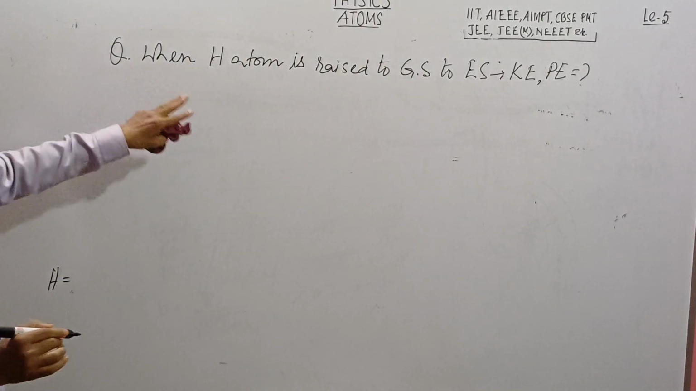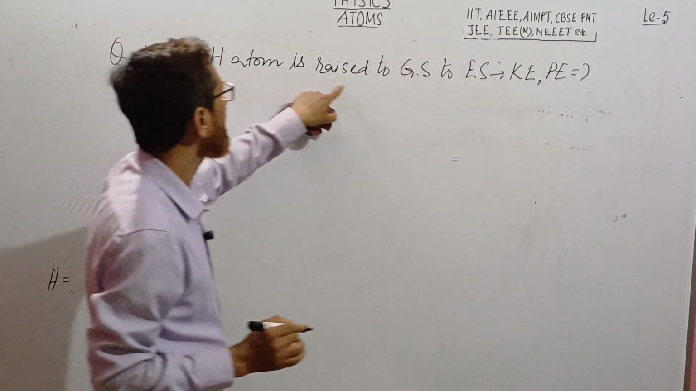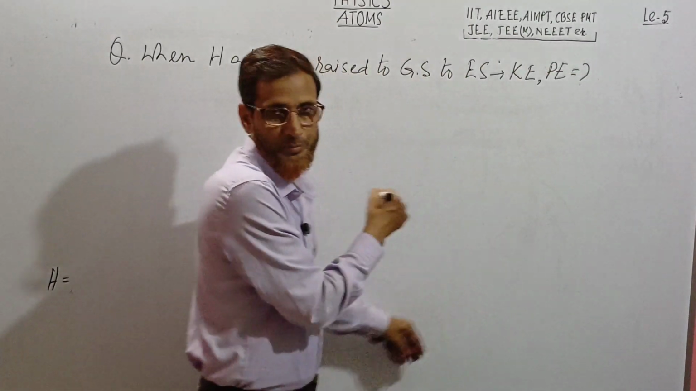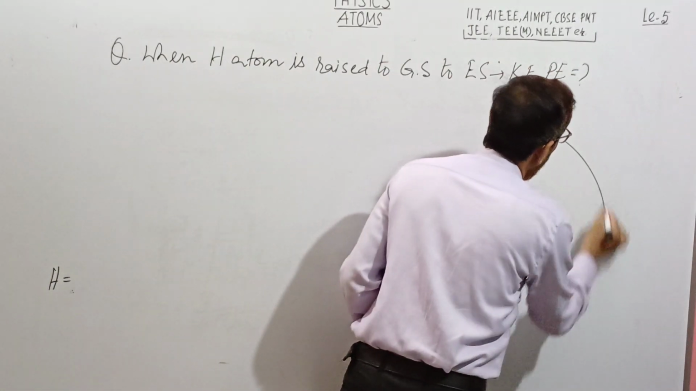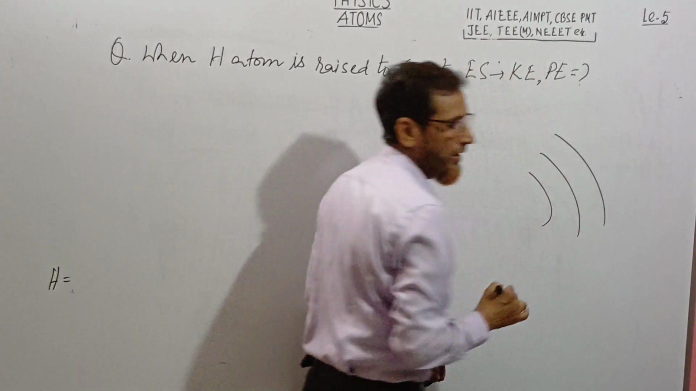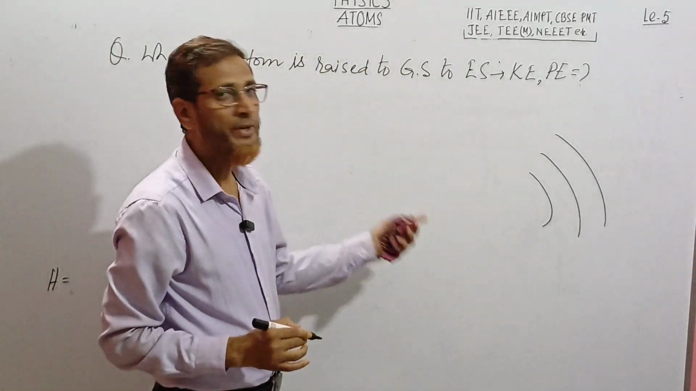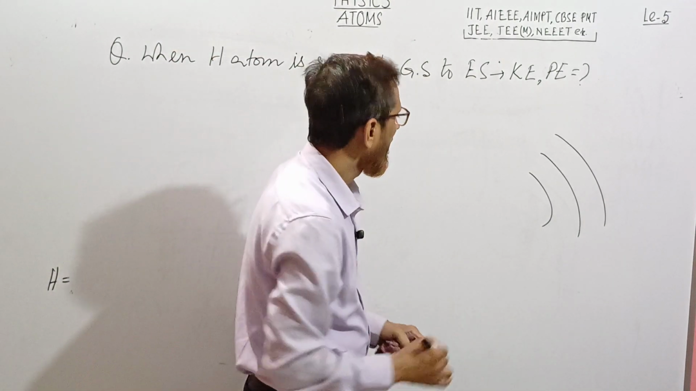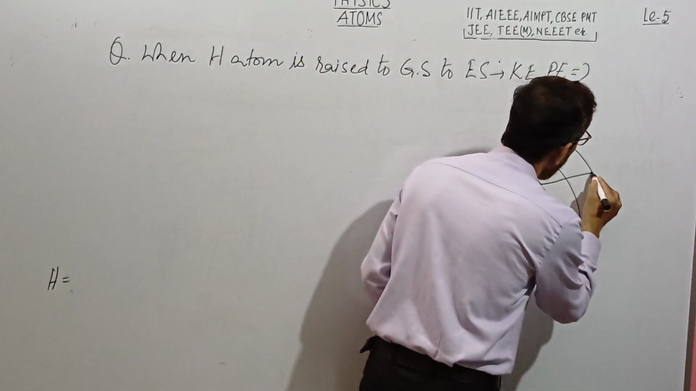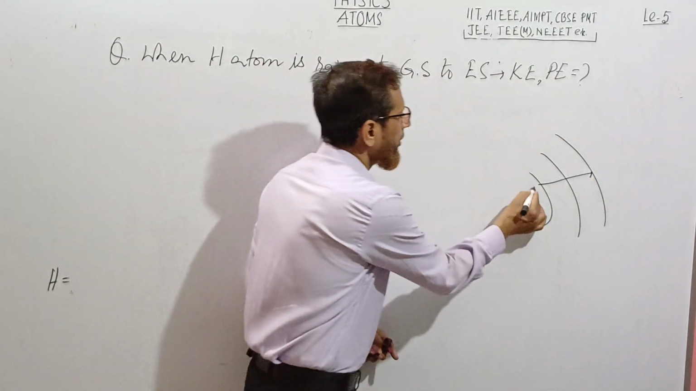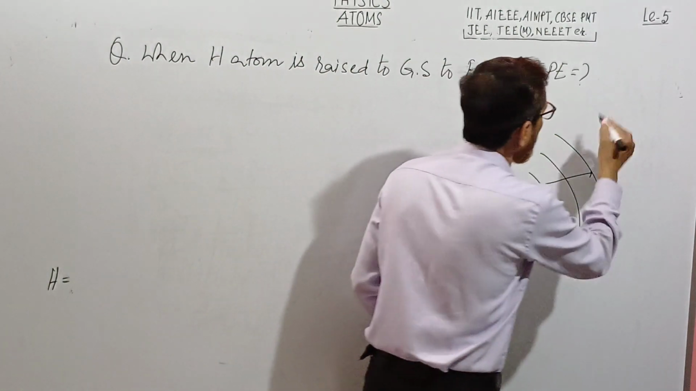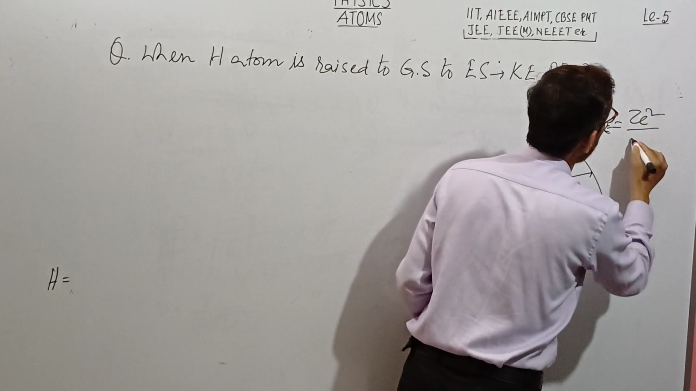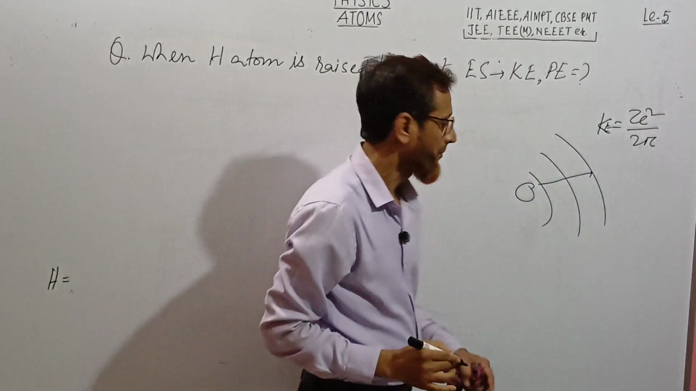CBSE PMT, the question appears like this: when a hydrogen atom is raised from ground state to excitation state. In my previous class I told you that when the atom is given energy and it is excited from ground state to excited states, the electron jumps from lower level to higher level. So when the electron jumps from lower level to higher level, what is kinetic energy? Kinetic energy is equal to z square by twice r. Am I right?